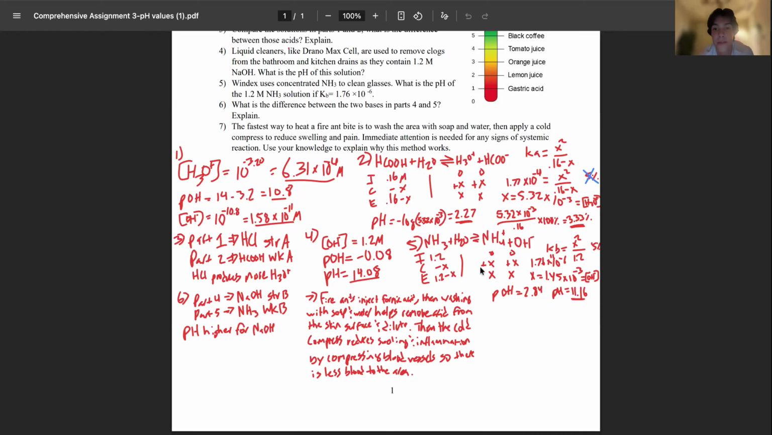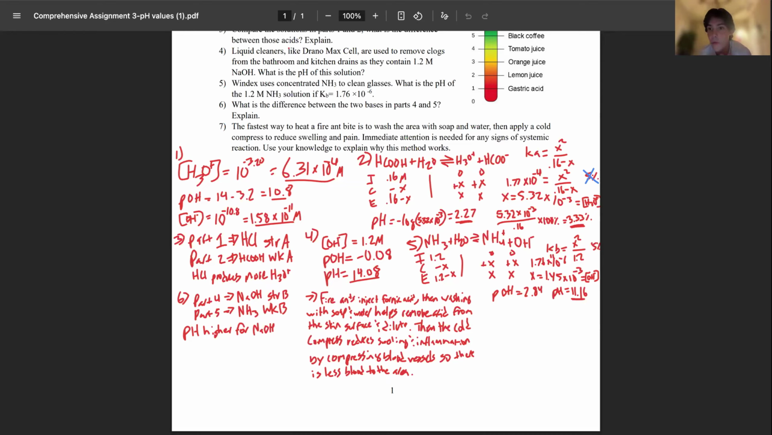And then number 7, talking about the scenario of the fire ants. The fire ants inject the formic acid, and that acid gets into your skin and irritates you. But washing it with soap and water removes some of the acid from the skin surface, and can dilute what is in there, so it breaks apart the acid.